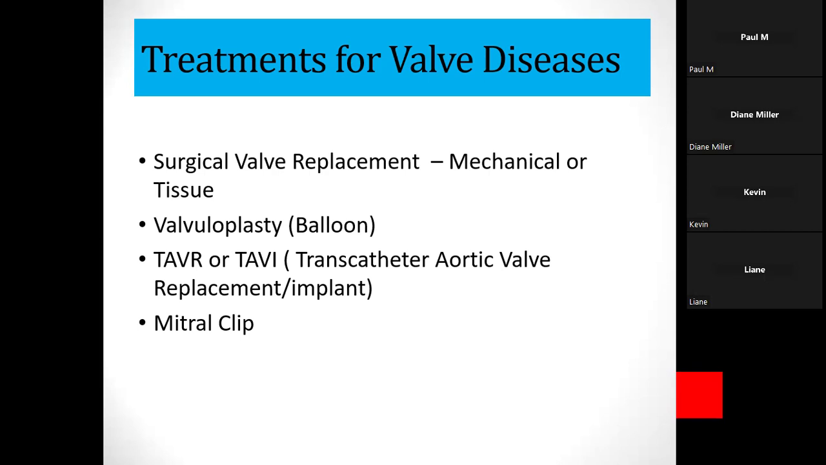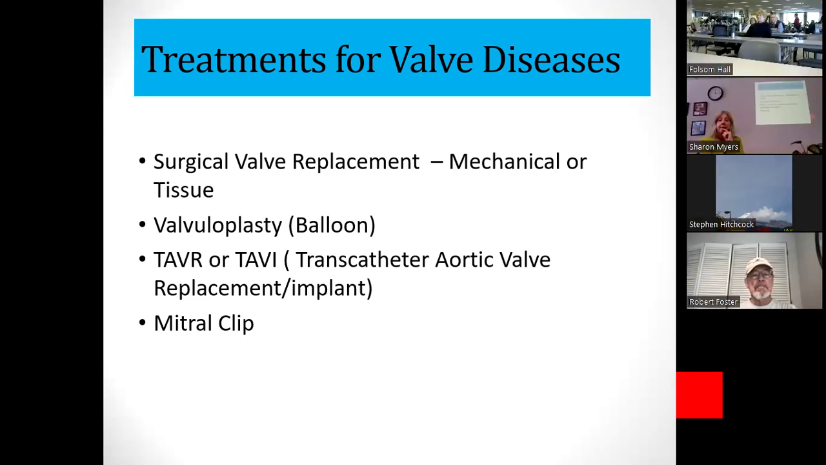And then they can do what's called a transcatheter aortic valve replacement. And they're also doing these in places besides the aortic valve. Now they're doing them experimentally in the mitral valve and the tricuspid valve.